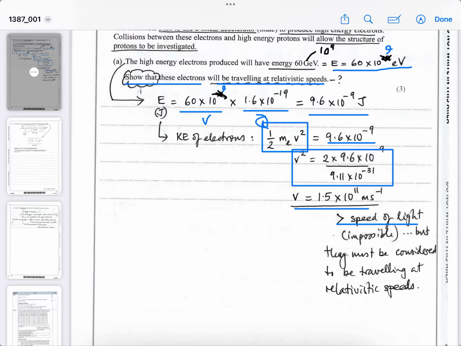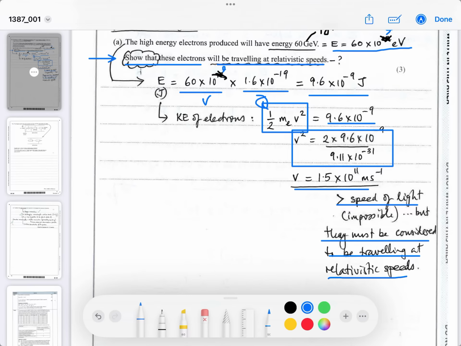It says at the beginning of the question, it wants you to show that these electrons will be traveling at relativistic speeds. Well, it's even going faster than the maximum speed possible. So you have to say they must be considered to be traveling at relativistic speeds.